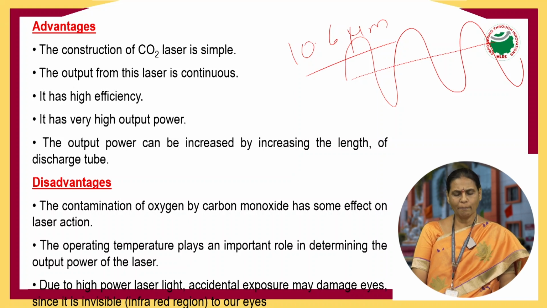Next, the operating temperature plays a major role in determining the output power. Operating temperature, the output produced depends on what temperature we are working at. Next, due to the high power, laser light accidental exposure may damage eyes since it is invisible to our eyes. This is a very high power output, it produces 10.6 micrometers. If it explodes, automatically our eyes will be in a dangerous situation. We will not be able to see our eyes. That is the basic disadvantage of this one.